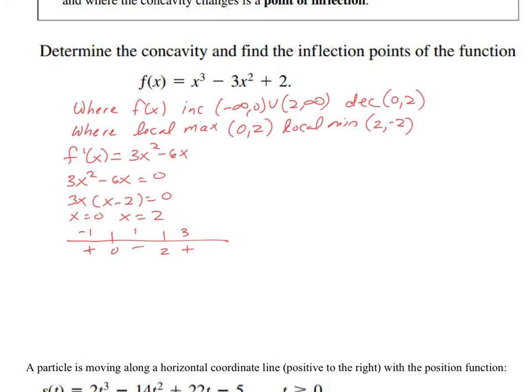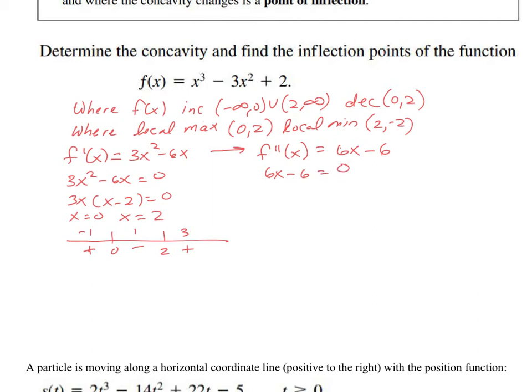Okay, so far you should have found that the function was increasing from negative infinity to 0, and from 2 to infinity. You're decreasing from 0 to 2, with a local max at (0, 2) and a local min at (2, -2). We're now going to determine the concavity and inflection points of the function. In order to find concavity and inflection points, you're going to take the second derivative. That is the derivative of the first derivative. So that would make 6x minus 6.